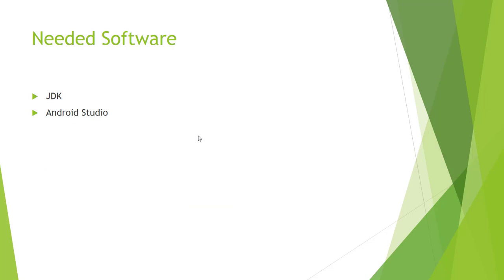Needed software for this course. For this course we will need the JDK, or Java Development Kit. These are the classes Java needs to run a Java application, and we will download and install this software in the next video. Another software we need is Android Studio, and in the next video we will download and set up Android Studio on our PC. Okay guys, we just need two pieces of software and we will download and install them in the next video.